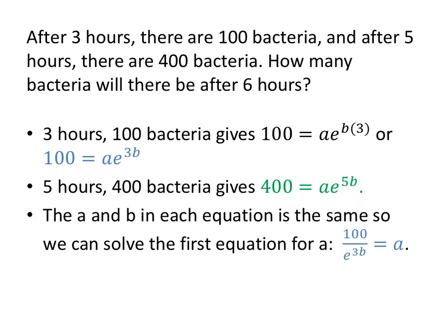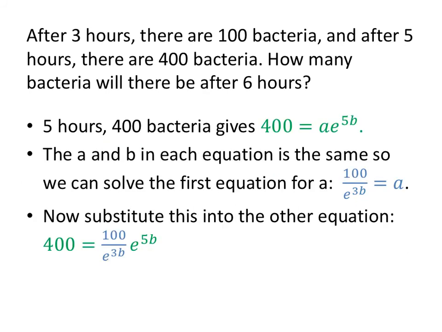Now remember, it's the same model that gives us 3 hours, 100 bacteria, 5 hours, 400 bacteria. Same model, so same A, same B. Which means I can solve my blue equation for A, 100 over E to the 3b equals A, and we're going to substitute that into the green equation. So let's do just that. If I put 100 over E to the 3b in place of A in my green equation, I'll have 400 equals 100 over E to the 3b times E to the 5b. Now I can combine these. Notice this equation has only B, so I can solve for my B value.